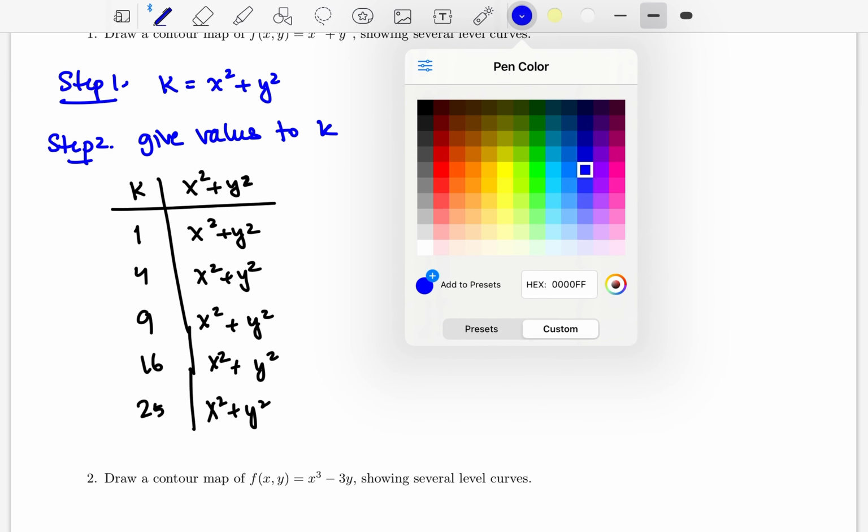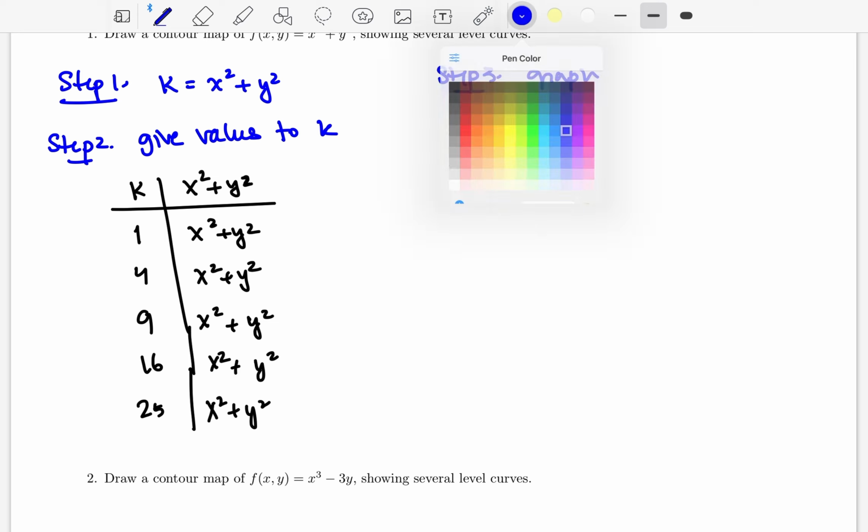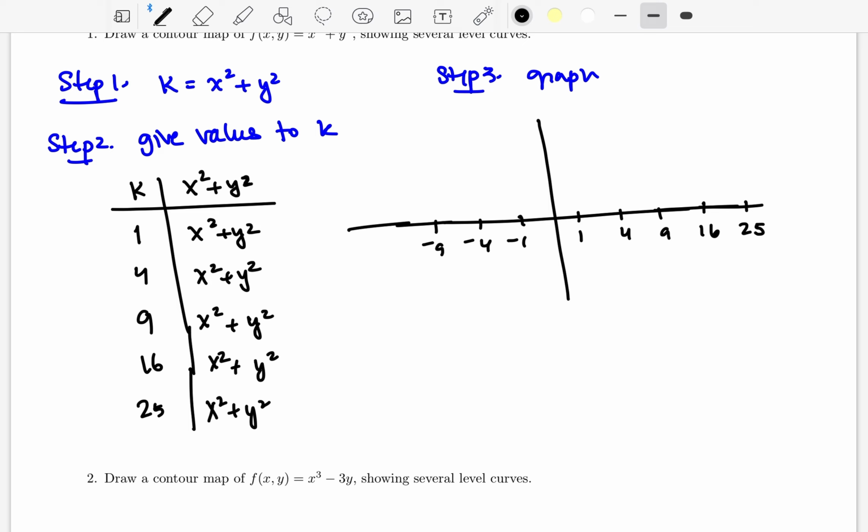So what's the graph of my level curves? Well, step three, graph. It's literally what they look like on the XY plane, okay? On the XY plane. So let's see, this is 1 and this is 4 and this is 9 and this is 16 and this is 25 because I only asked for 5 level curves, and then this is -1 and -4 and -9 and -16 and -25.